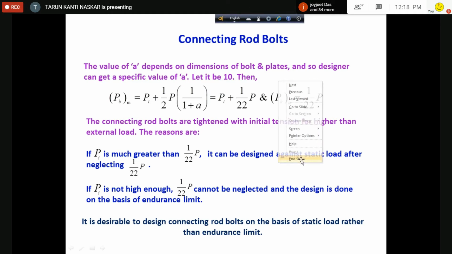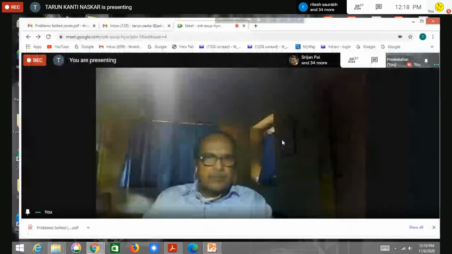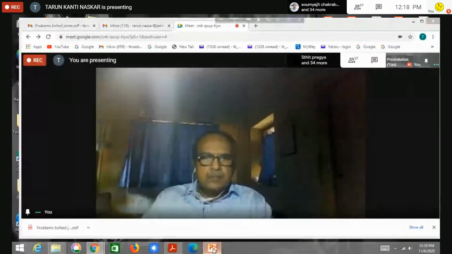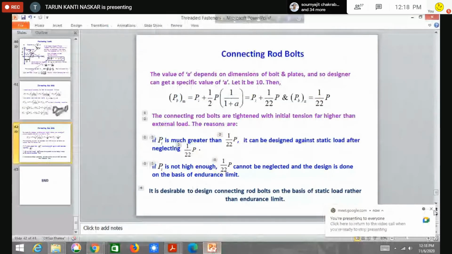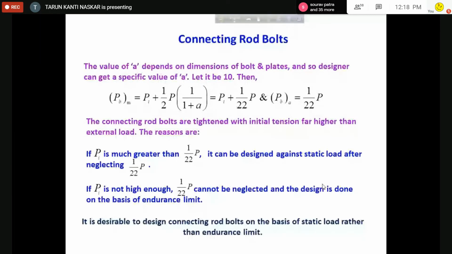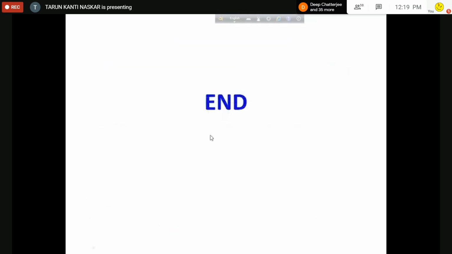Now, if there is any question on this, anyone respond? Is it clear? The specific example and the fluctuating load, is it clear? Anyone respond? If you don't respond, then it's okay. Okay. So here we finish the bolt design.